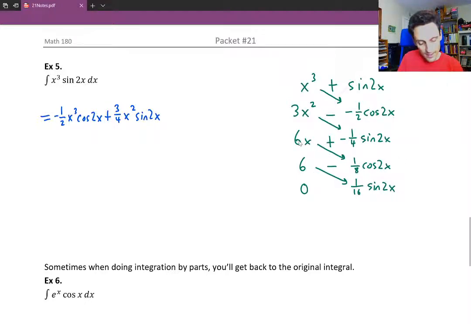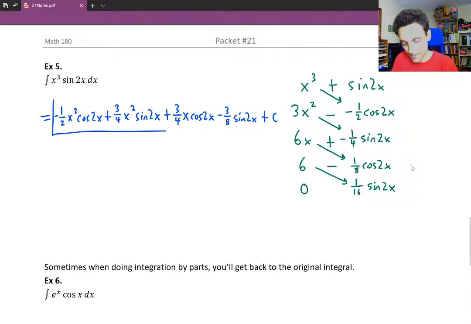Now we're going to have 6 times 1/8 and no sign flip. That'll be 6/8, which is 3/4. Then for our variables, we have x times cosine 2x. And then for the last uv, we've got 6 times 1/16, which is 3/8. And it's going to be negative, so minus 3/8 sine 2x. And don't forget our plus c.